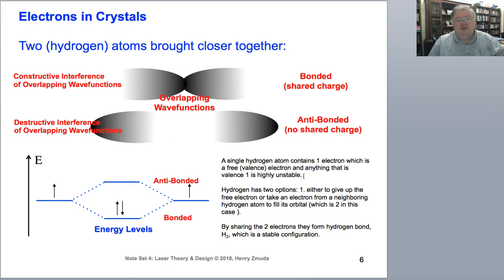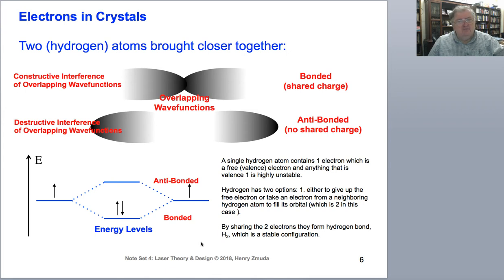Perhaps you remember a single hydrogen atom, as I already said, contains one electron, which is a free valence electron, and anything that is valence 1 is highly unstable. So hydrogen has two options. It could either give up its free electron or take on a neighboring electron to fill its orbital, which in this case is 2. A full orbital would have 2 electrons, and that's a stable configuration. So by sharing 2 electrons, they form the hydrogen bond H2, which is a stable configuration, which is why hydrogen is found as not H, but H2 in nature.